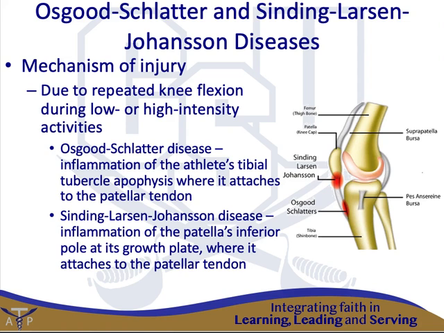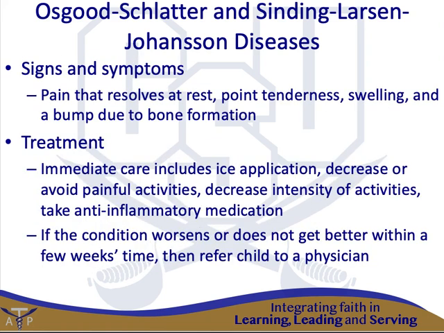These diseases, both Osgood-Schlatter and Sinding-Larsen-Johansson disease, occur because adolescent boys grow rapidly and it takes a while for their muscles to catch up to their bones, and they cause pain in this area. When we look at signs and symptoms, we have pain that resolves at rest, so we have more pain with activity, point tenderness, swelling, and a bump due to bone deformation or bone formation because that bone is growing so fast, muscles can't keep up with it, so that tendon really rubs over that bony area and causes an increased bone formation in that area.